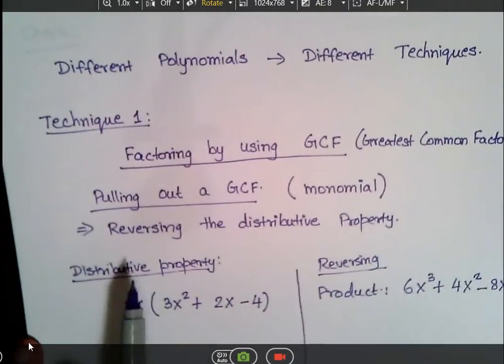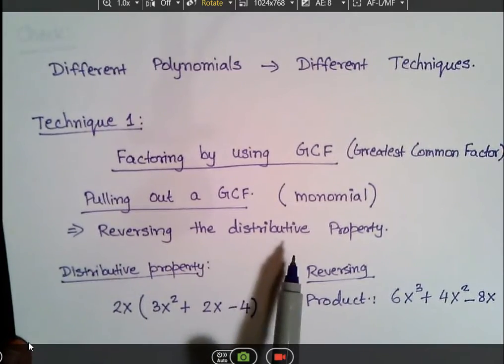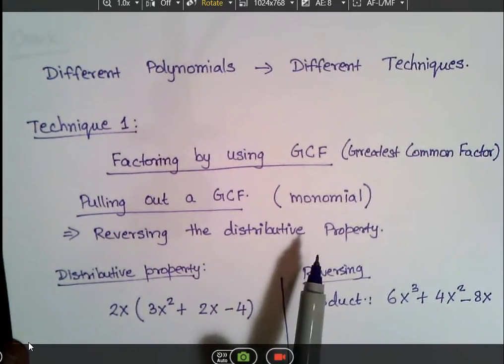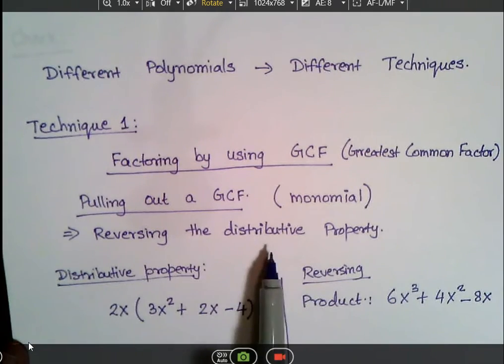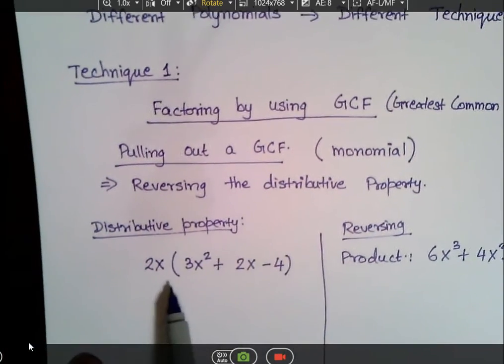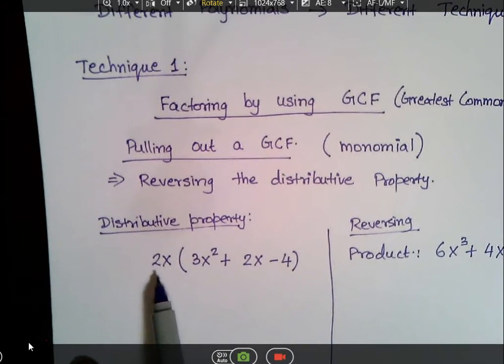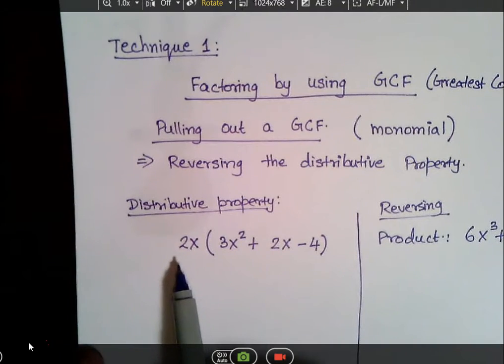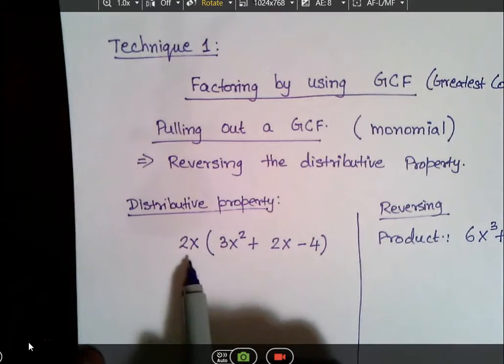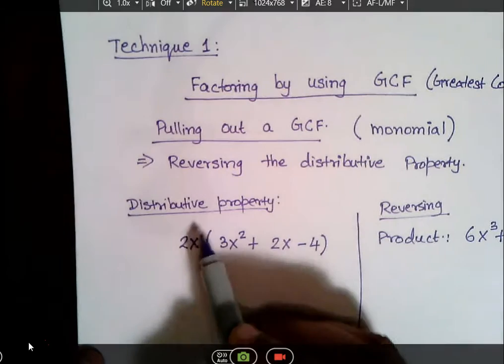In other words, pulling out a GCF is reversing your distributive property. Distributive property is actually your multiplication. So I'm reversing my distributive property. So we have done this while multiplying a monomial and a polynomial, right? So let's take this multiplication problem. We said that factoring is reversing your multiplication. So what did we do when we multiplied our monomial and our polynomial, right?